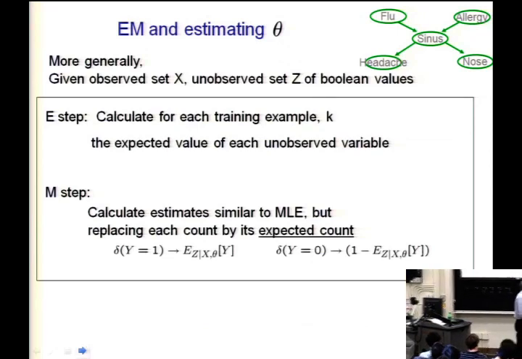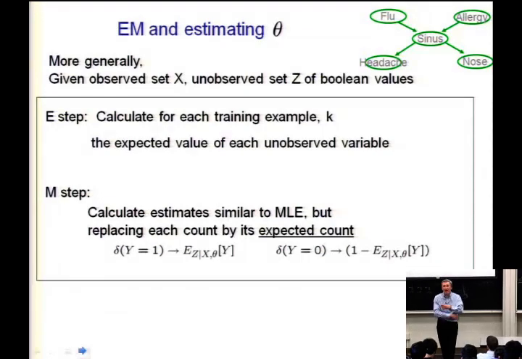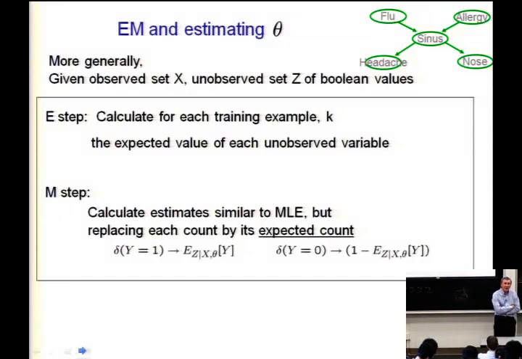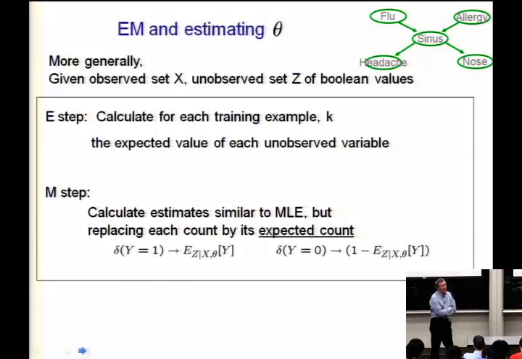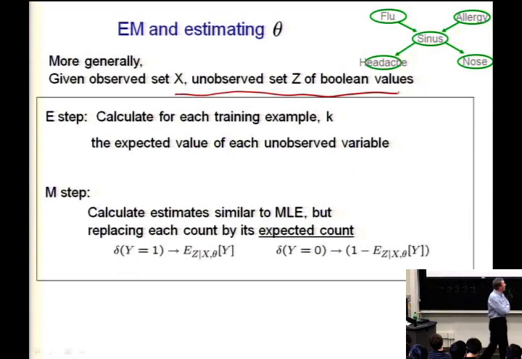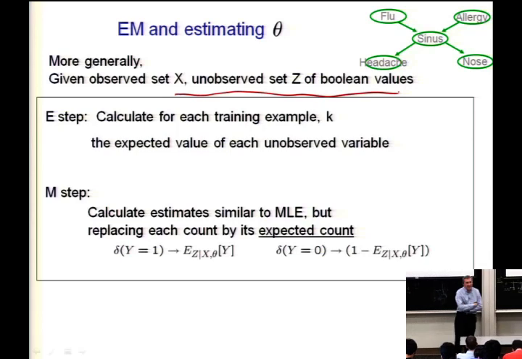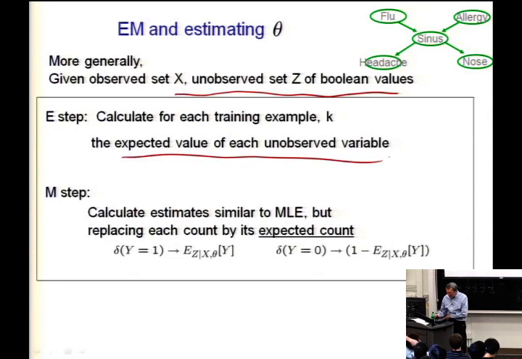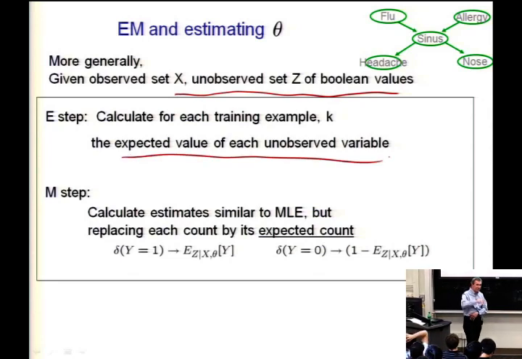Now, we did this for this particular Bayes network, but in fact, the derivation we just went through, if you actually work it through in detail, you'll see it doesn't matter what the Bayes net structure is. If you give me a Bayes net structure of any kind based on some set of observed and unobserved Boolean variables, then the EM procedure will always boil down to, on the E step, calculate the expected value of each one of those unobserved Boolean variables.